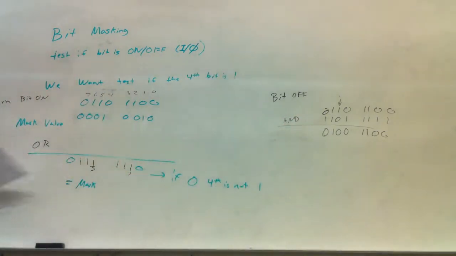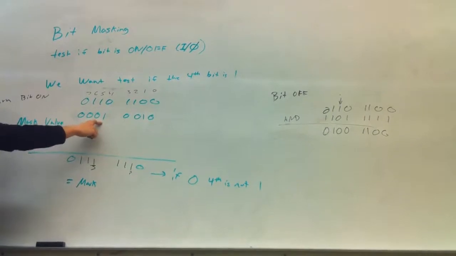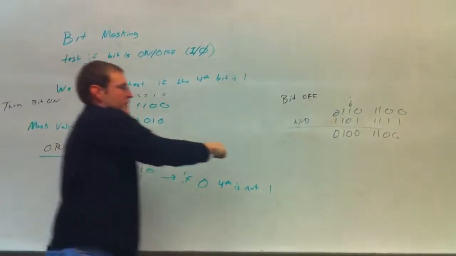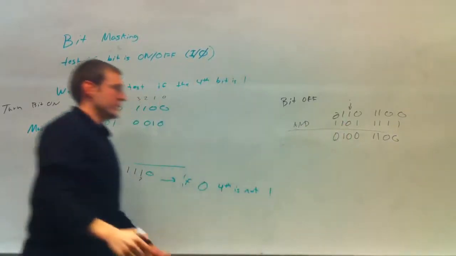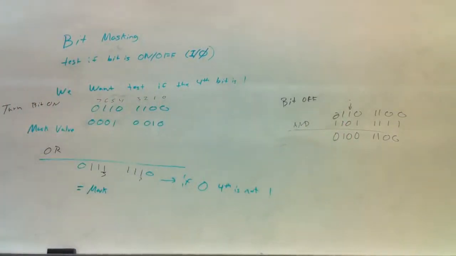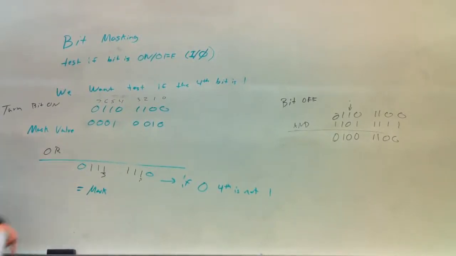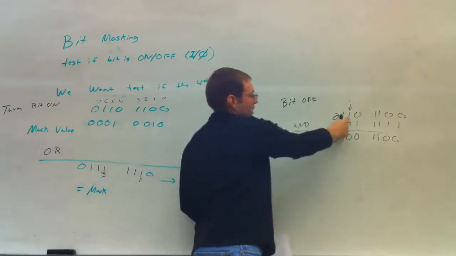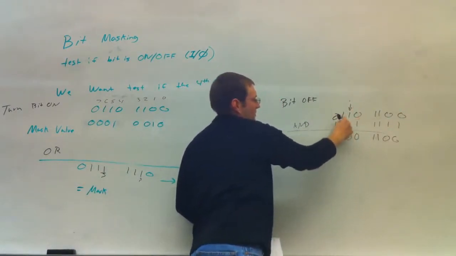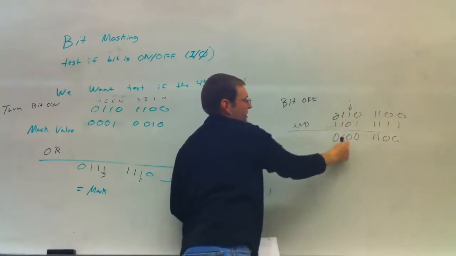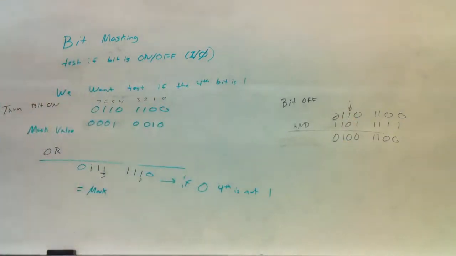If I want to turn a bit on, I OR it with 1. If I want to turn bits off, I AND it with 0 at the bit that I want. So you would replace it with the answer that you got? Yeah. Wouldn't that manipulate the other bits, though? No, you see, I want to turn this one off. You notice all these bits are the same; the only change was the one I wanted to turn off.